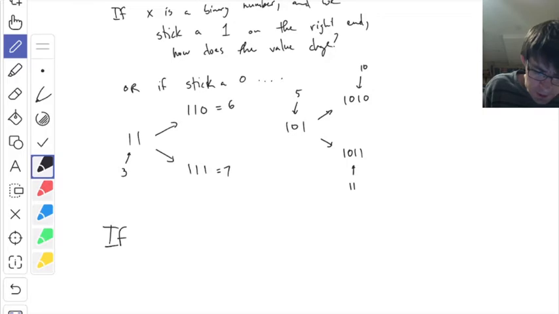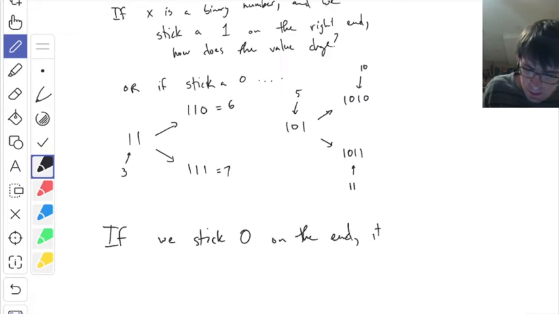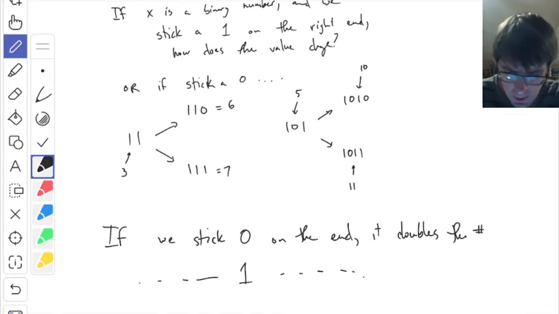So my conclusion is, if we stick a 0 on the end, it doubles the number. And if we stick a 1 on the end, can anybody say what it does in that case? If we stick a 1 on the end? It doubles plus 1. Yeah, if you stick a 1 on the end, that's just 1 more than if you had stuck a 0 on the end. So there's not a great way to say that, but it doubles, like she said, plus 1.